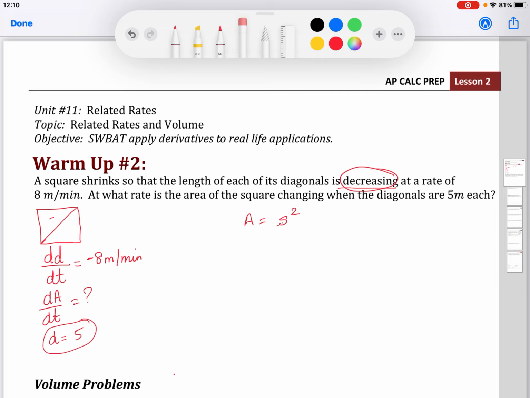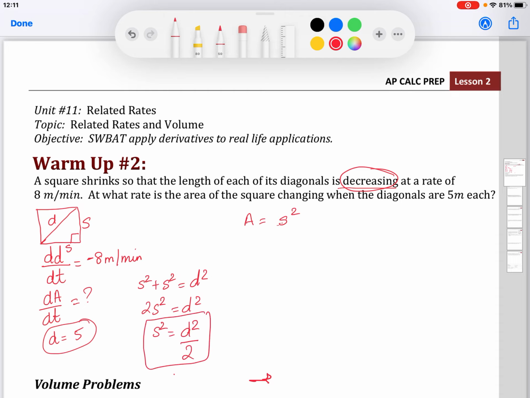I'm just going to erase this. So I know my side squared, this is my d, this is my diagonal, these are my sides, right? And this is a right triangle, so I can use my Pythagorean theorem. So s squared plus s squared equals d squared. So it's 2s squared equals d squared. I want to solve for s squared. So s squared would be what? d squared over 2, right?